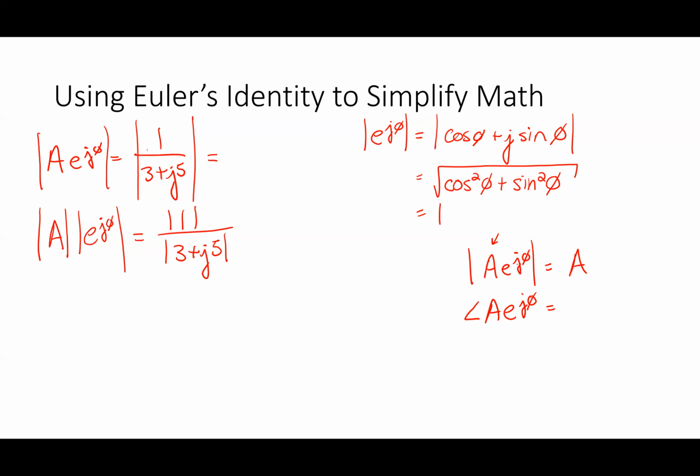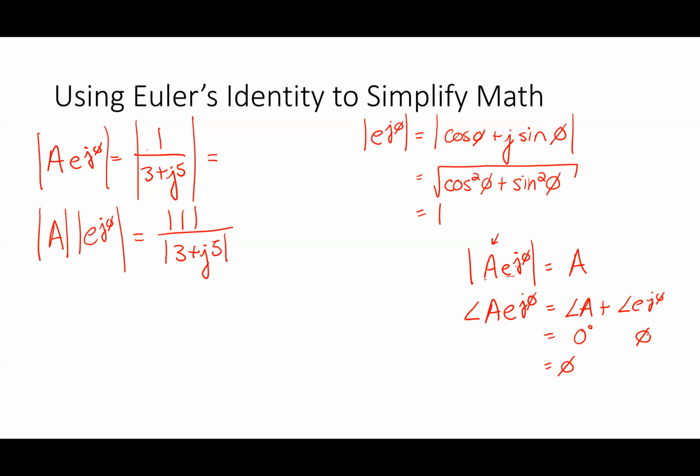Right now, if I think about it, I have one number multiplying another number. So if I say to you, what's the angle of it? Well, it'd be the angle of A plus the angle of e to the j phi, right? What's the angle of e to the j phi? Phi, whatever angle is up there in that exponent. What's the angle of A? 0. So this is always phi.